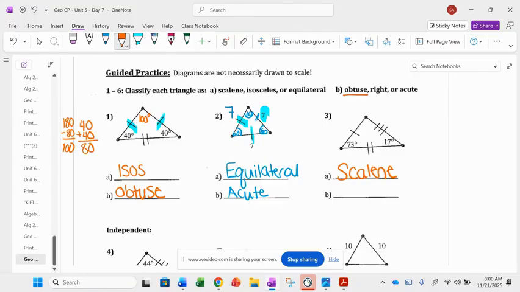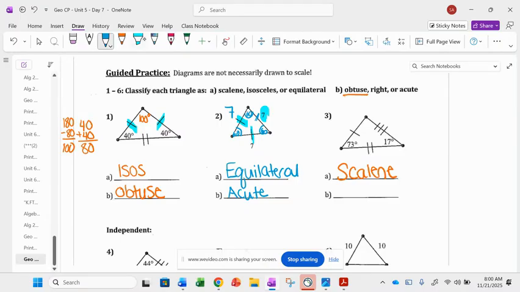Can I say right now that this is an acute triangle? No. How come I can't decide even though 73 and 17 are both acute angles? Some besides Leilani. How come I can't say that it's an acute triangle right now? Even though, Jay? Good, because one angle's missing. We have to find that one angle.